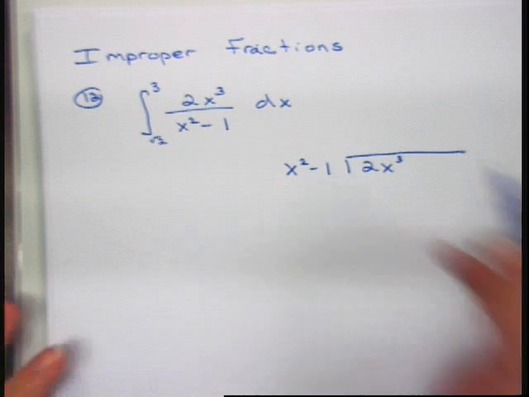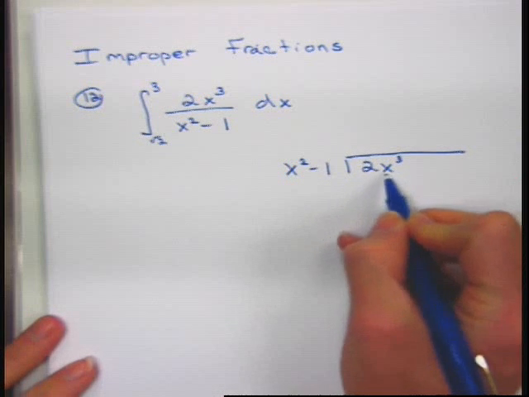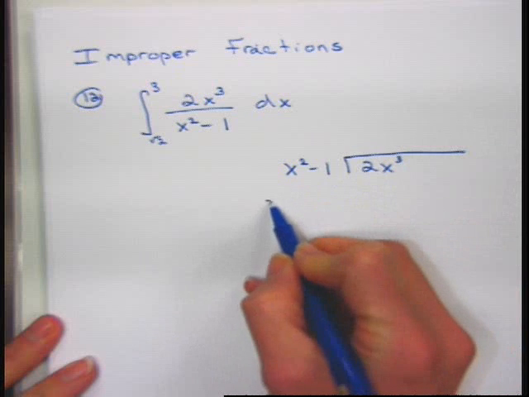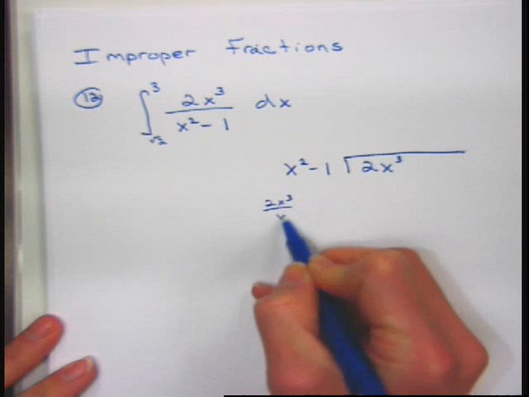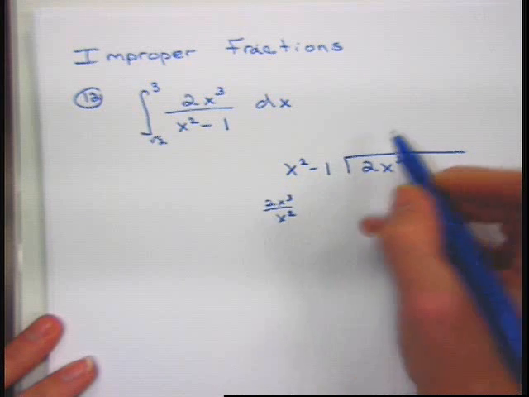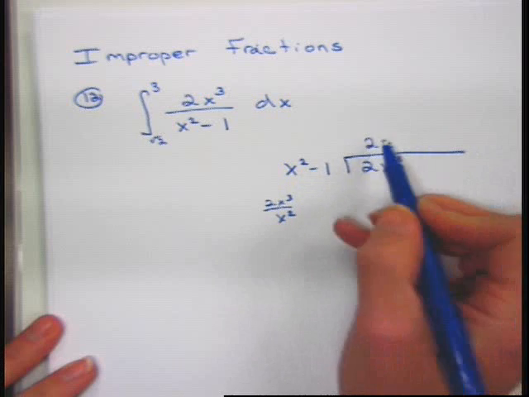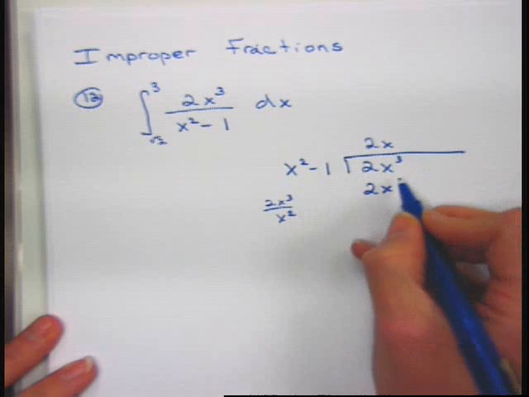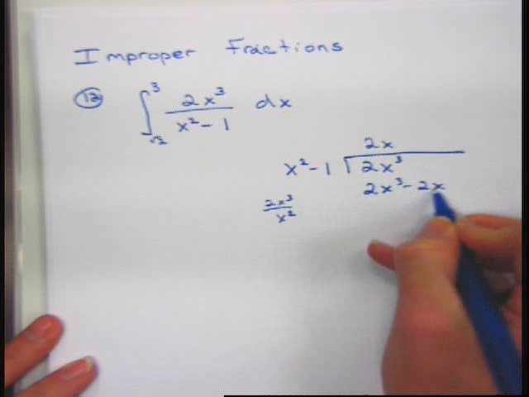But okay, this is going to be what you do. Do you remember with long division? You put this in the house. So you do 2x cubed divided by x squared, which is just going to be 2x, and then you multiply 3 by here, and that's 2x cubed minus 2x, right?